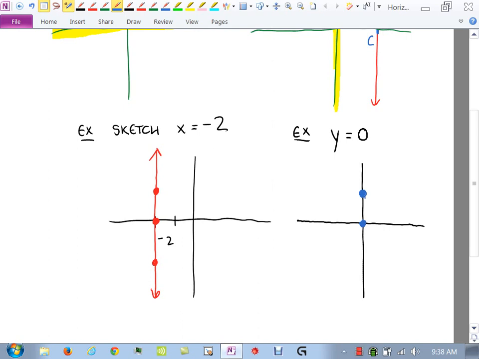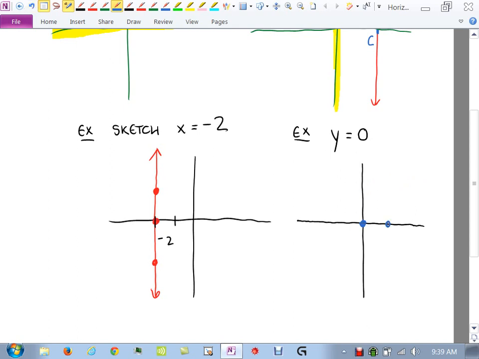Y coordinate of 0. This is like maybe, what, 0, 1, something like that. Remember, the first coordinate is left and right, and the second coordinate, the y coordinate, is up and down. So does that point right there have a y coordinate of 0? No, it has an x coordinate of 0, but not a y. Do you see what I'm saying? So that is not going to work, will it?